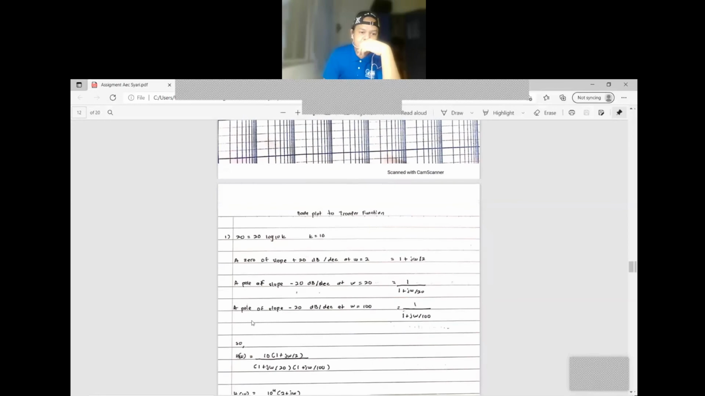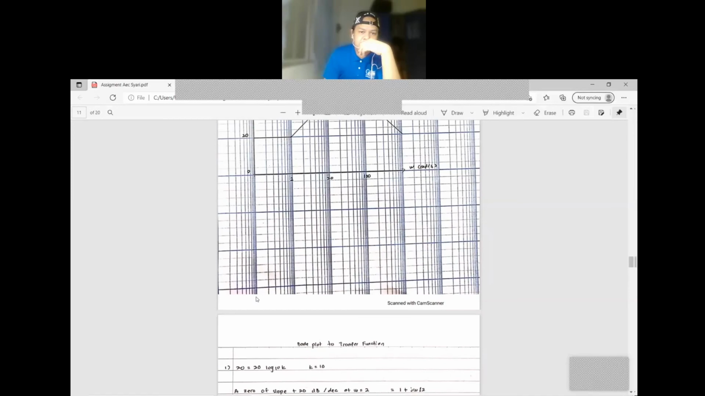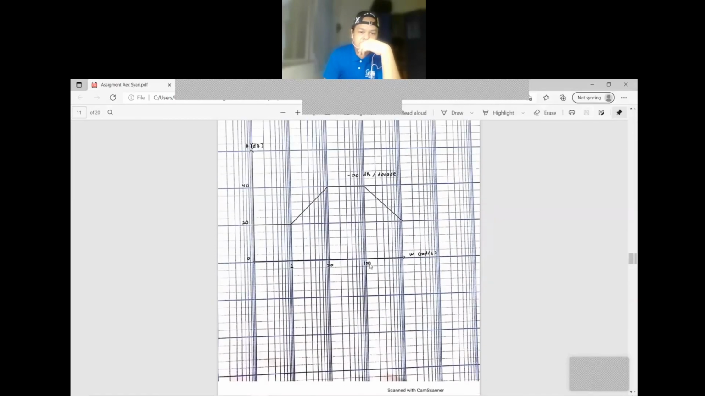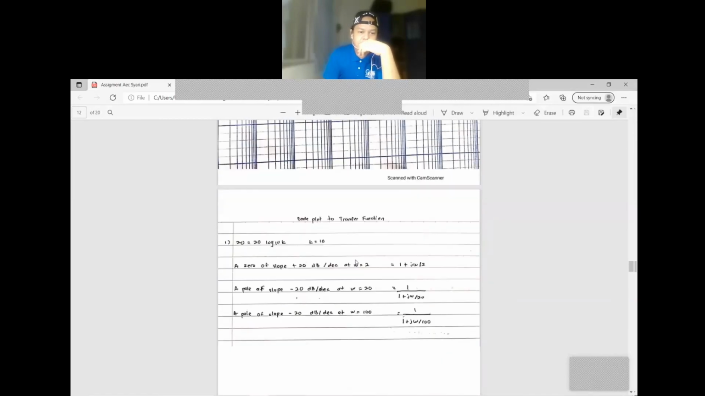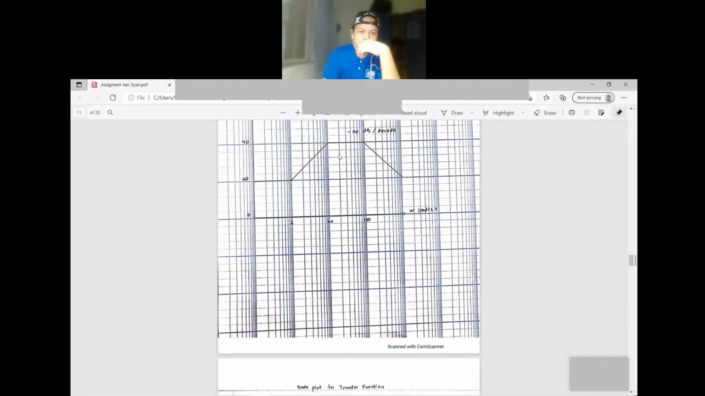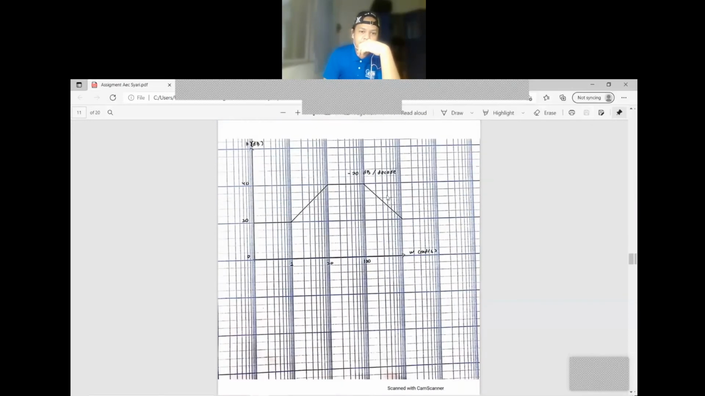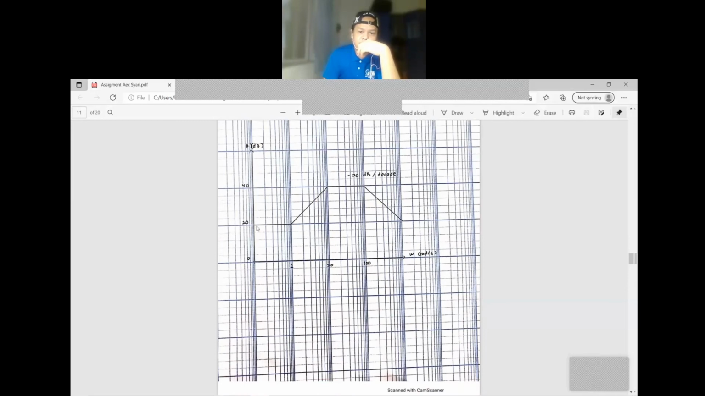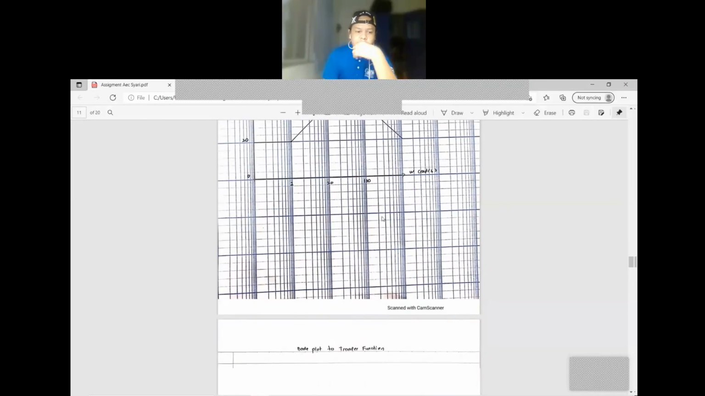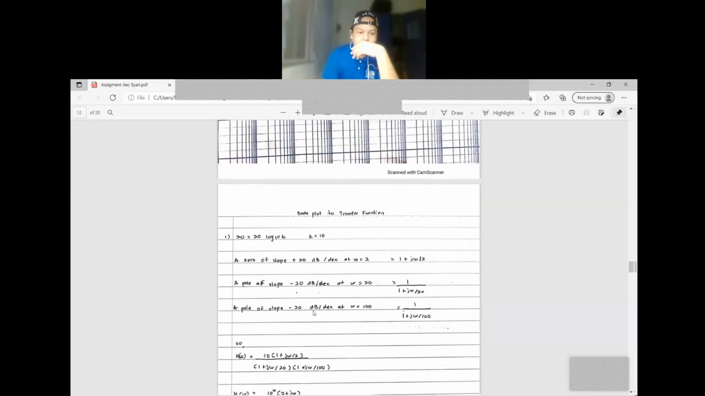After that, we find the third line, which is at 100. It is a pole with slope negative 20, going downward from 40 to 20. So it is a negative slope at omega 100, and we write the formula 1 over 1 plus j omega divided by 100.